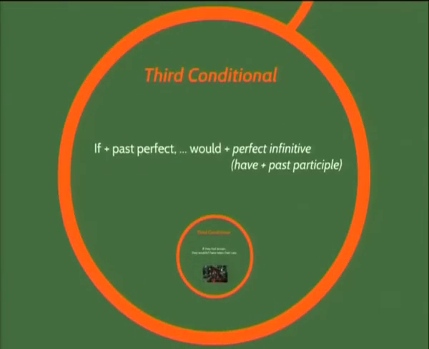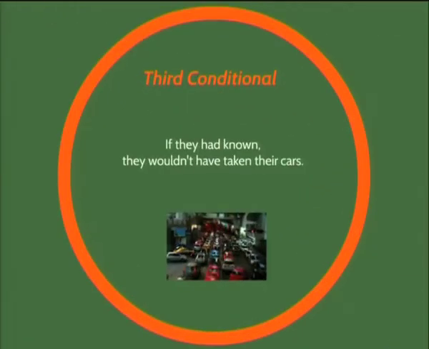You can form the third conditional by using the past perfect in the if clause and would plus the perfect infinitive in the main clause. The perfect infinitive is formed with have plus the past participle. For example, if they had known, they wouldn't have taken their cars.